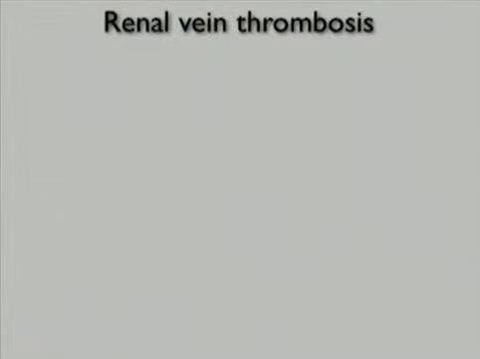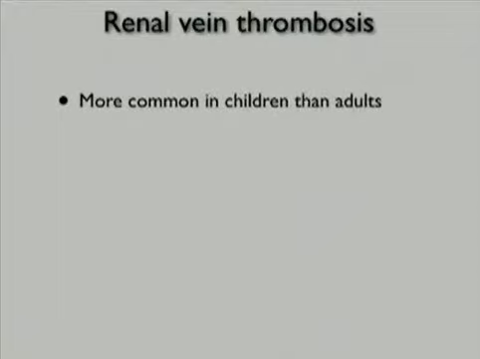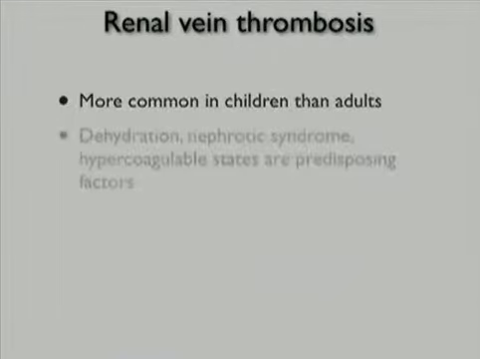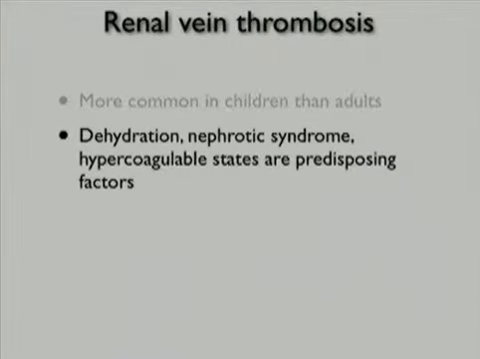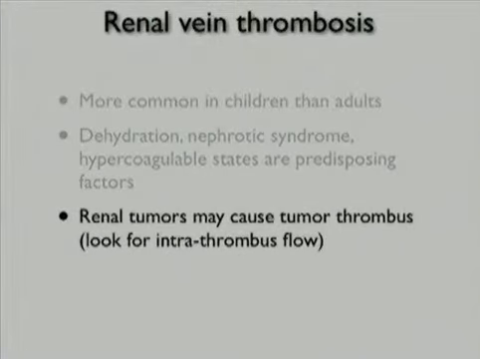We sometimes get asked to look at the renal veins for thrombosis as well, although we have an adult patient population at our institution, and this is a more common diagnosis in children than adults, and can be associated with various conditions, including dehydration, nephrotic syndrome, hypercoagulable states. Those are some of the predisposing factors.